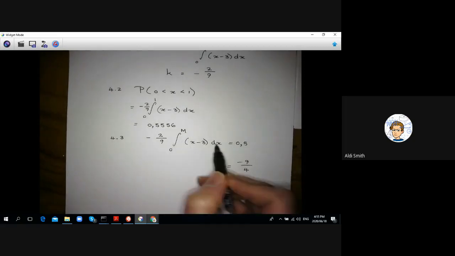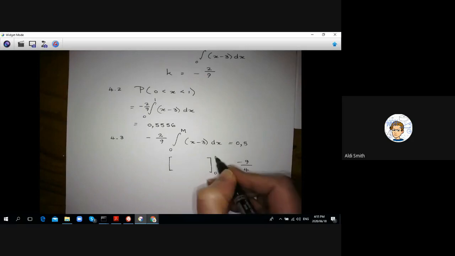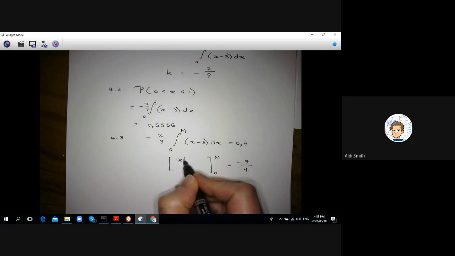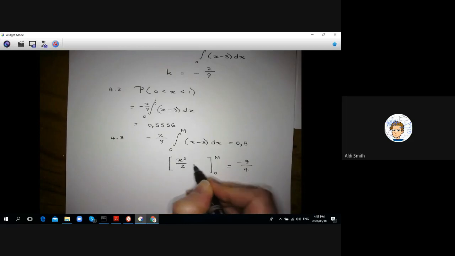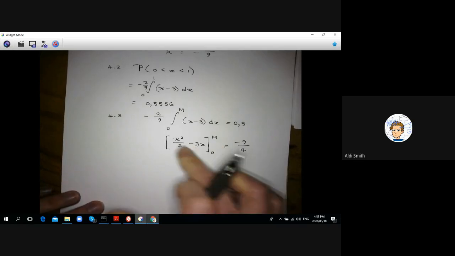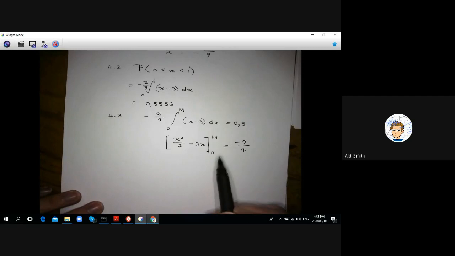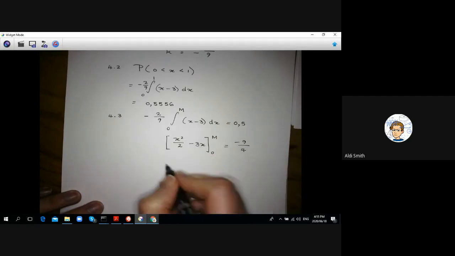Okay, and then this one, I have to integrate from 0 to m. So this is going to be x squared over 2 minus 3x. And then I can just substitute the m and the 0 in there. And remember, we substitute the m into x, and then we subtract, and then I substitute the 0. But the nice thing about the 0 is I can just say 0.